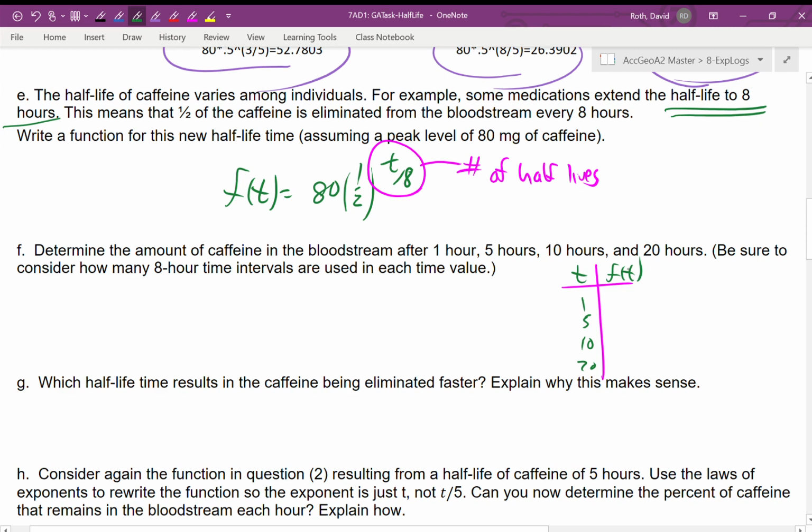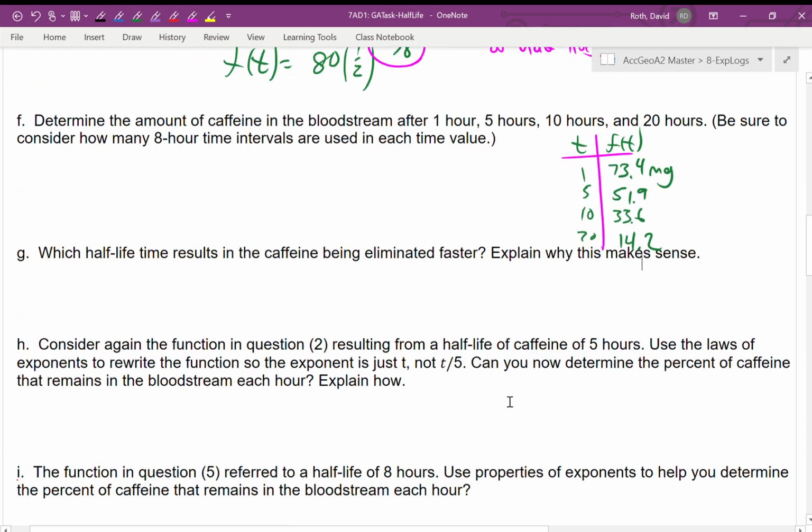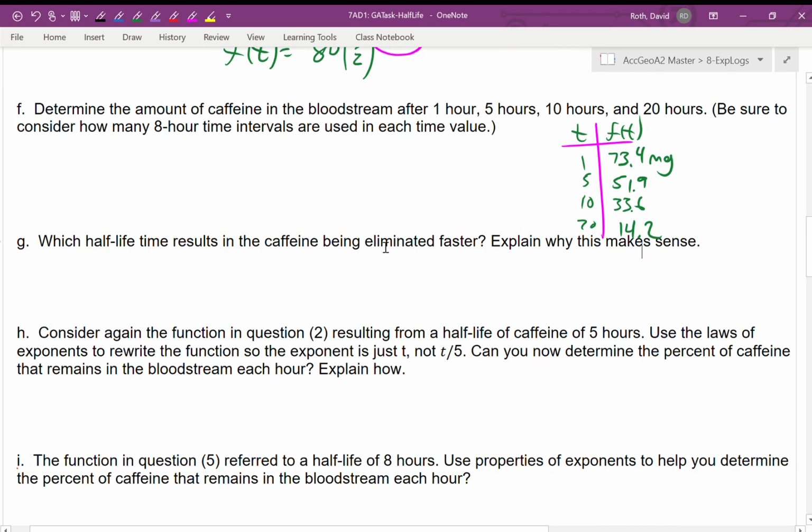I think you had 73.4 milligrams, 51.9, 33.6, and 14.14. Call it 14.2. Okay. Which half-time results in less caffeine? Well, 5 hours. 5, of course. A smaller half-life means it gets consumed faster.